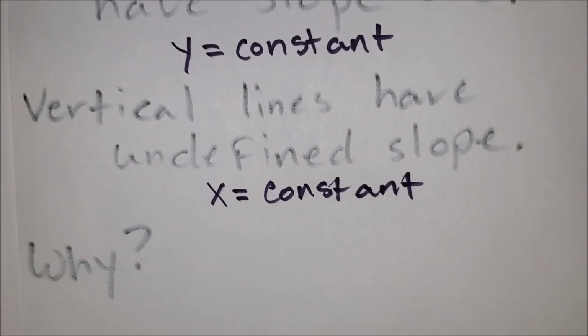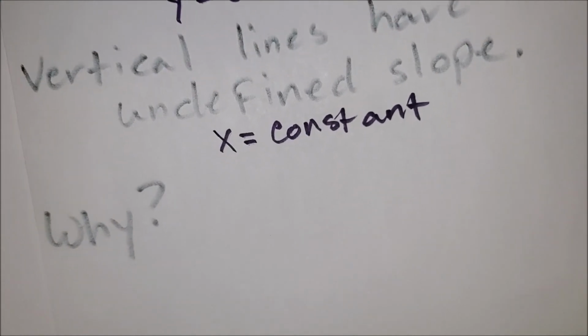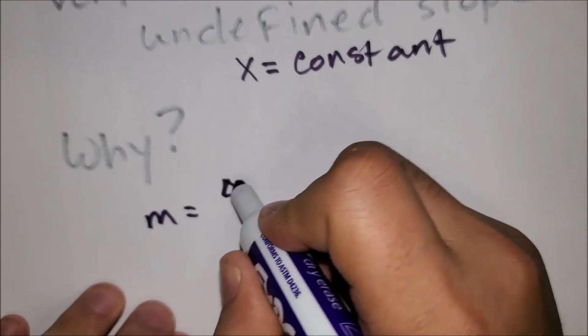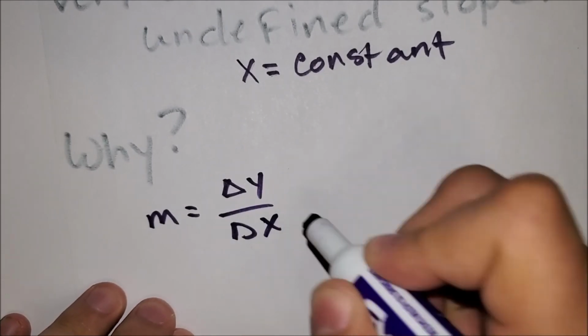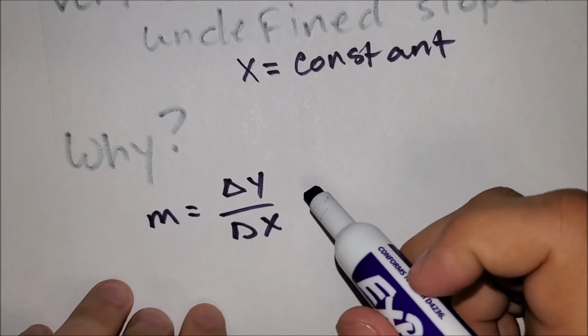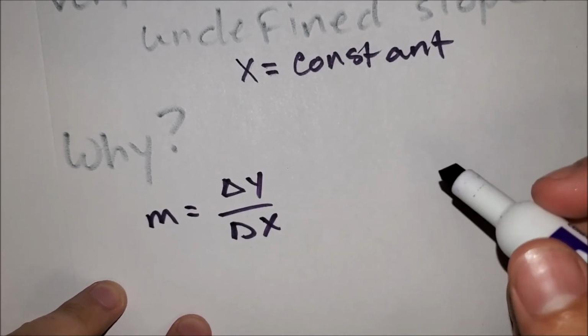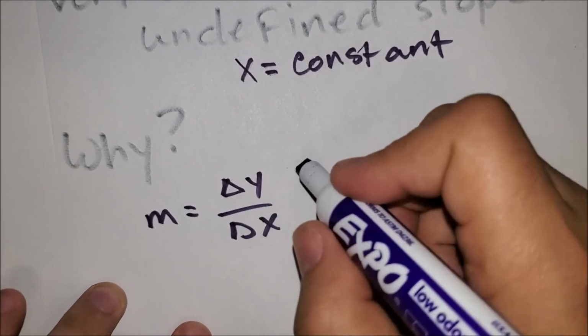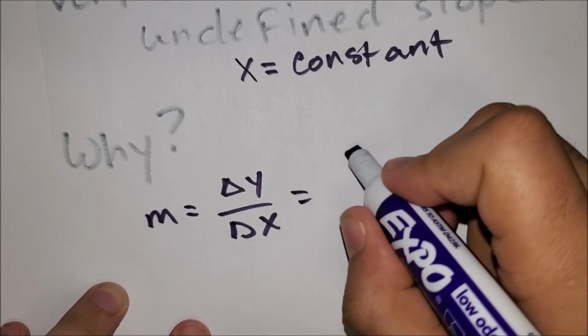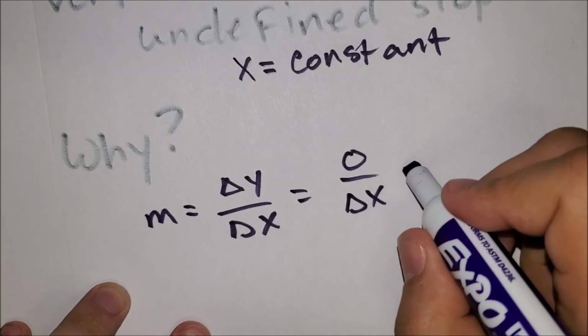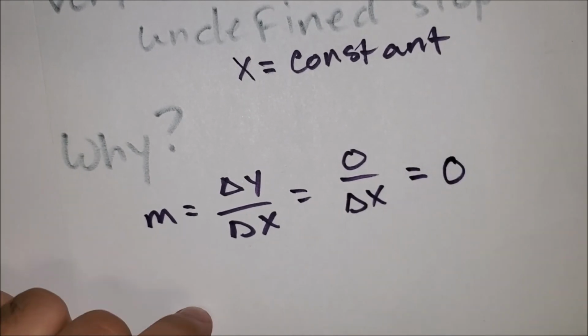Now, why is this? Why does a horizontal line have a 0 slope? Well, if we consider just back in our slope equation, m equals the change in y over the change in x. Well, if you had any 2 points on a horizontal line, they would have the same y value. So this change in y is going to be 0, and it doesn't matter what your change in x is. So this always gives you a 0 slope.